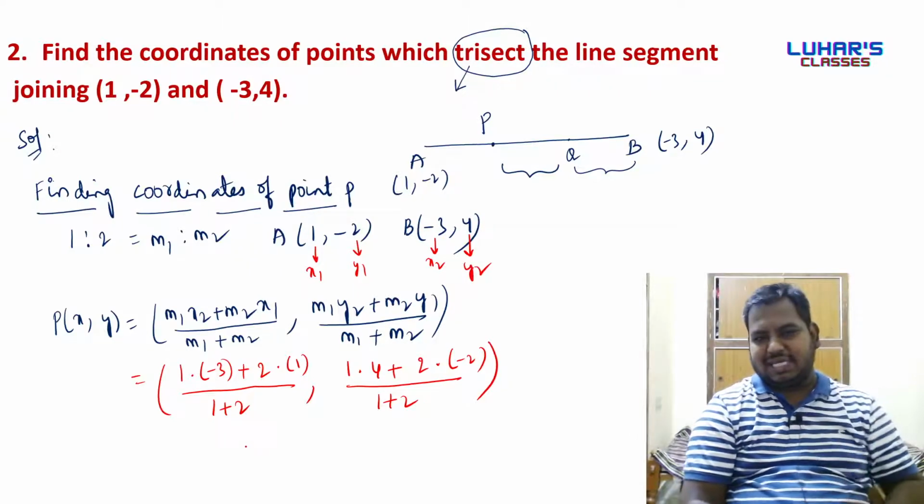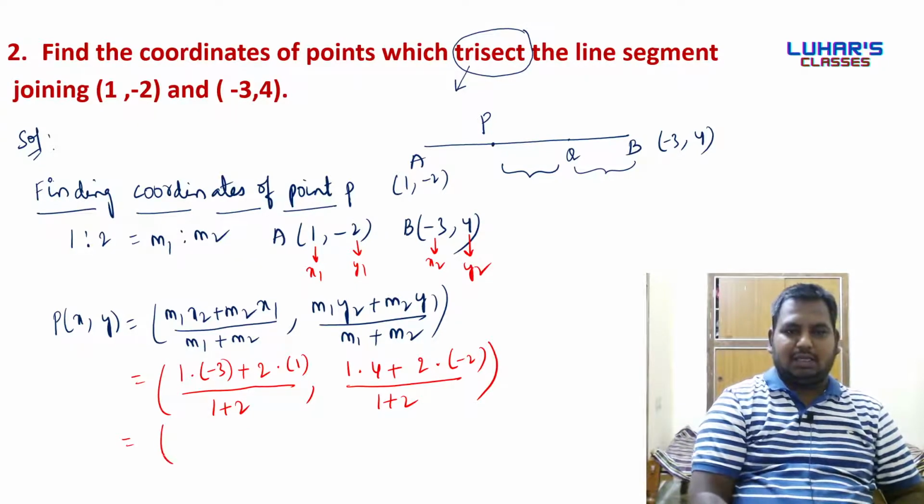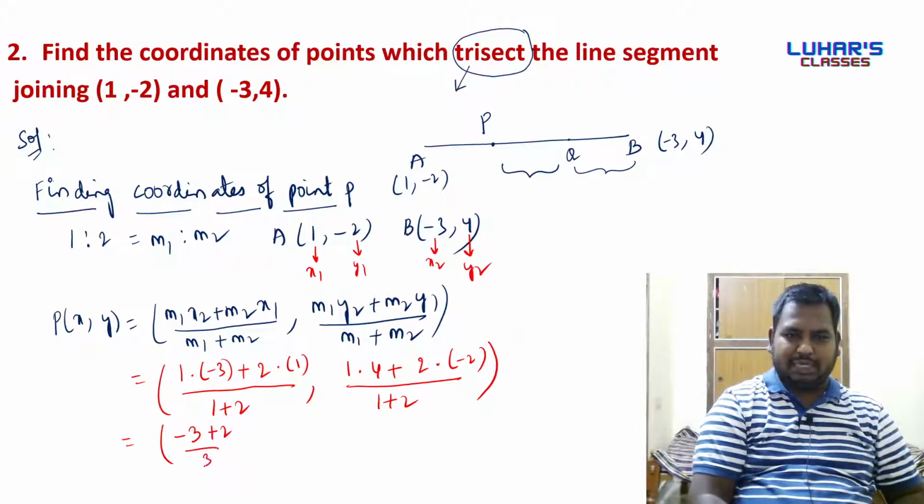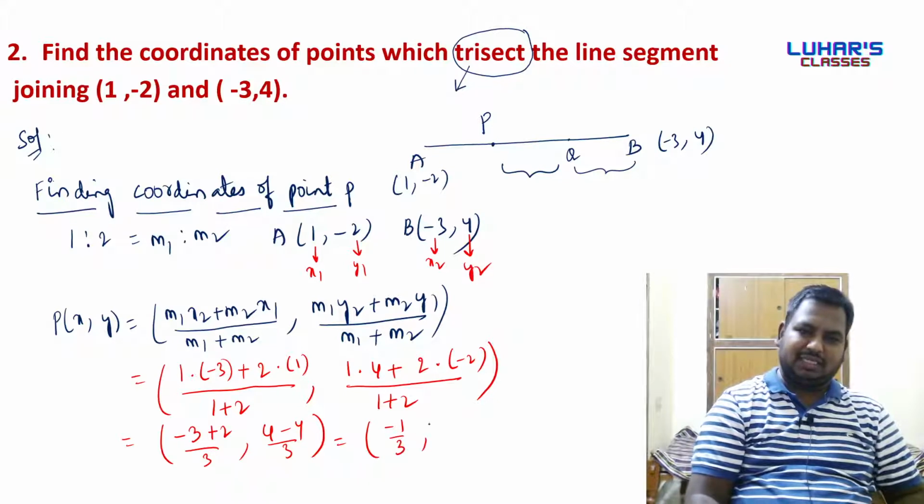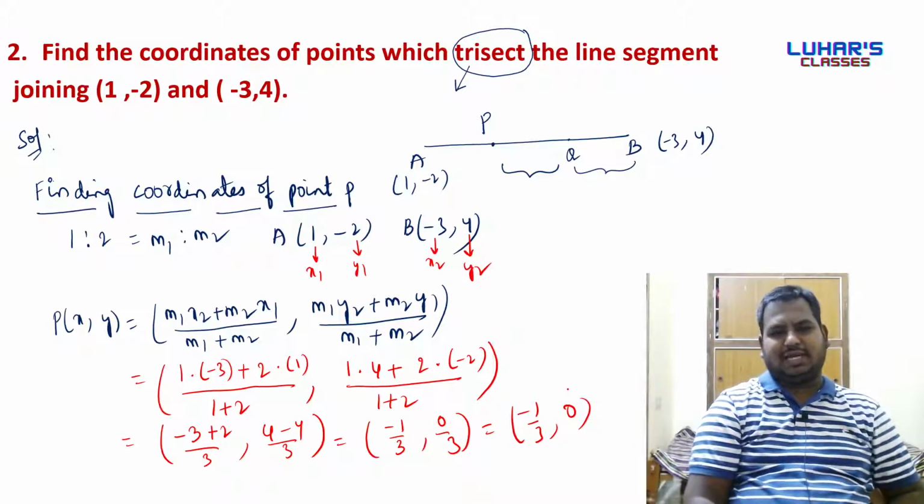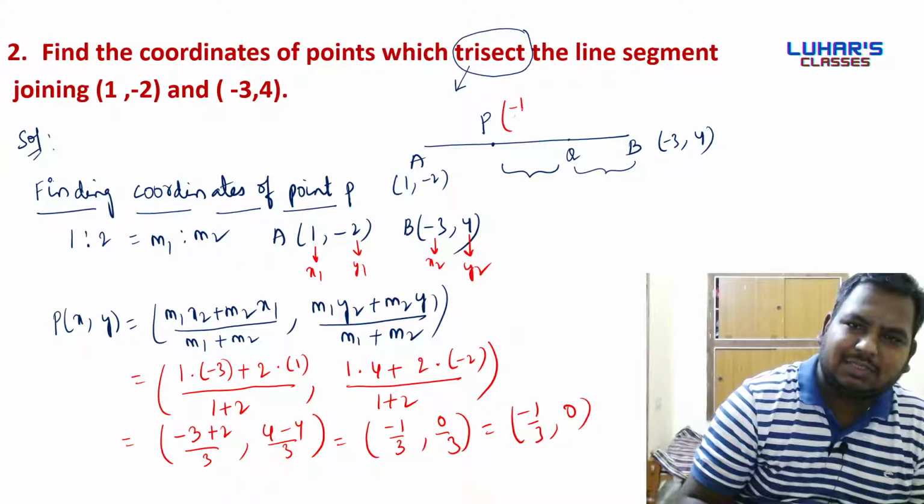If I make any mistake in calculation, please let me know in the comment section so that I can improve. Okay, so 1 into -3 is -3, plus 2, over 3. Here we have 4 minus 4, over 3. So finally we get -1/3 and 0/3, which is equal to -1/3 and 0. Is it -1/3? Yes, it is -1/3. So the coordinates of P are (-1/3, 0).